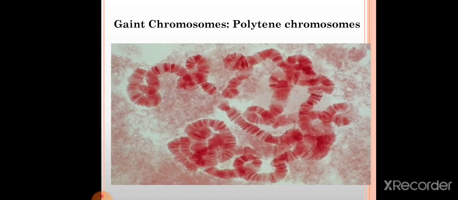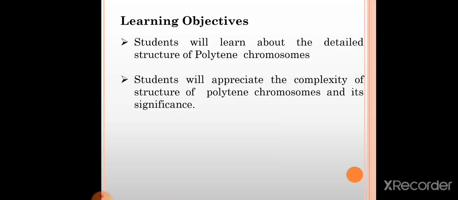Now these chromosomes were first seen in the salivary gland cells of dipteran species like Drosophila and Chironomus, and because of which it is called salivary gland chromosomes or polytene chromosomes. Now the main objective of this session is to make you understand the structure of polytene chromosomes, and by the end of the session I am sure you will all appreciate the complexity of the structure of polytene chromosomes and its significance.